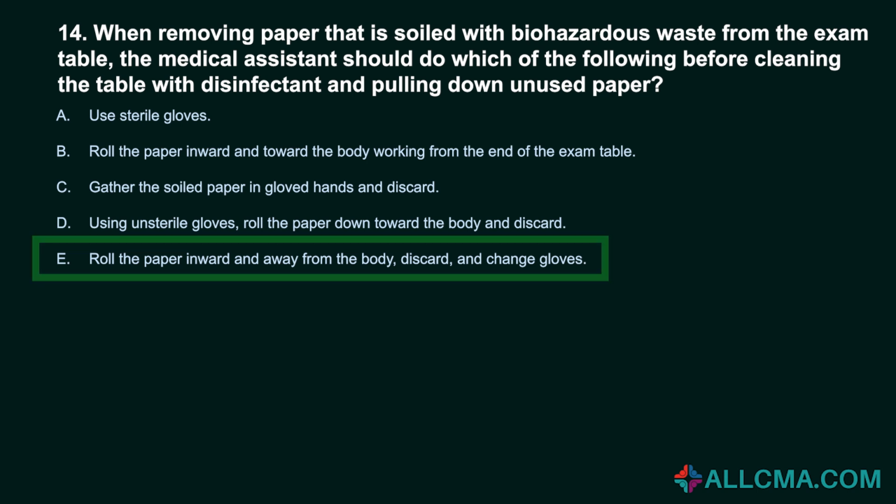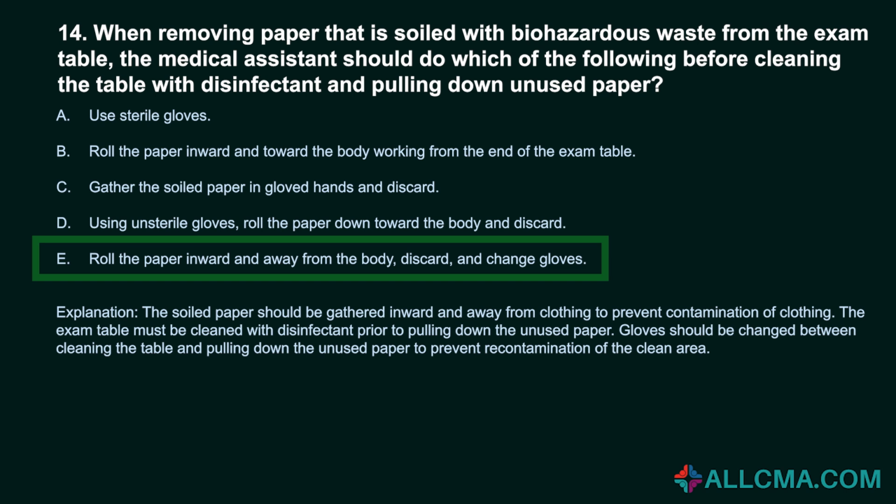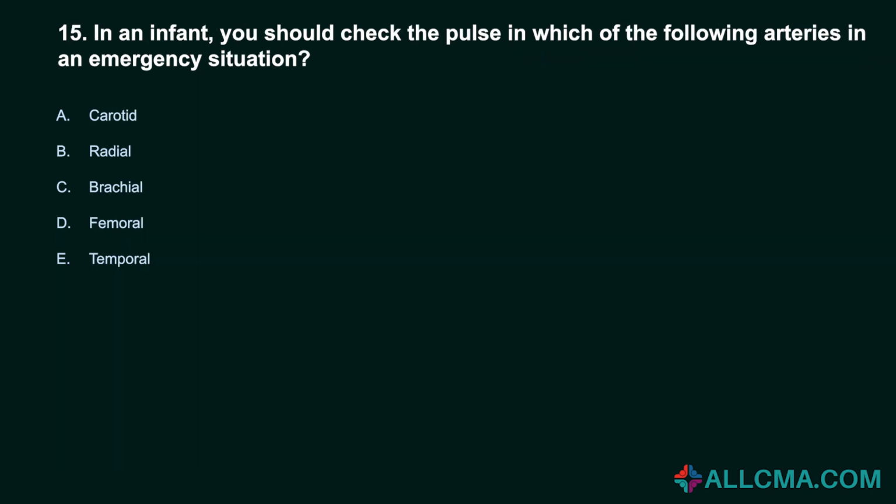Correct answer, E. Roll the paper inward and away from the body, discard, and change gloves. The soiled paper should be gathered inward and away from clothing to prevent contamination of clothing. The exam table must be cleaned with disinfectant prior to pulling down the unused paper. Gloves should be changed between cleaning the table and pulling down the unused paper to prevent recontamination of the clean area.